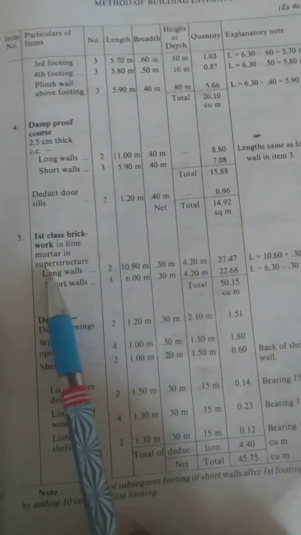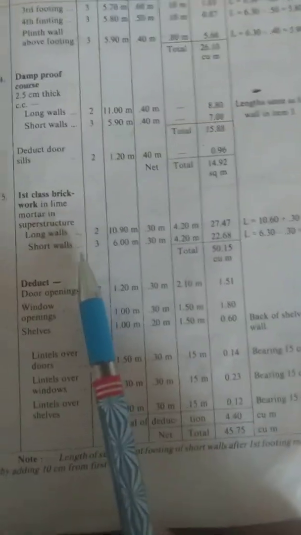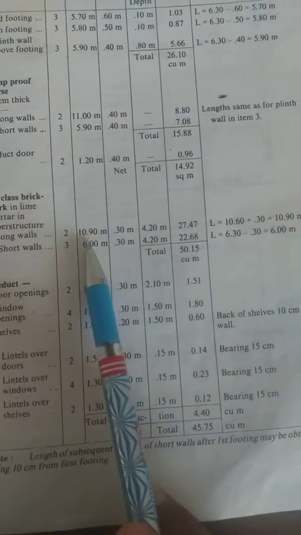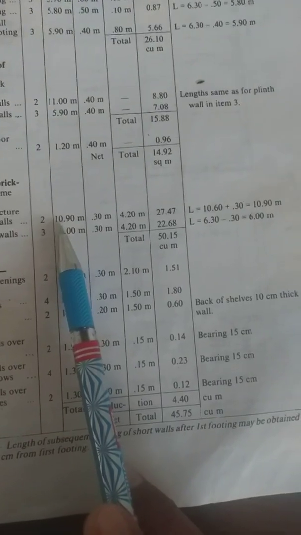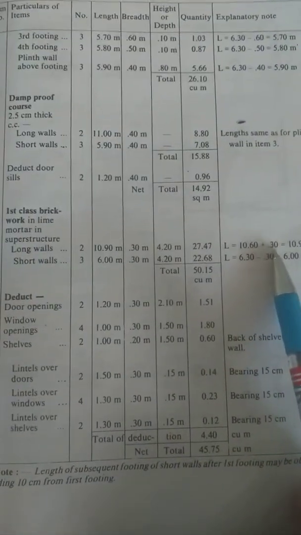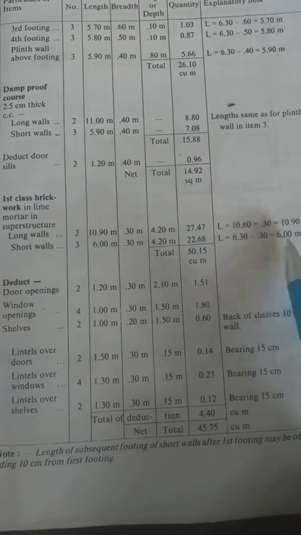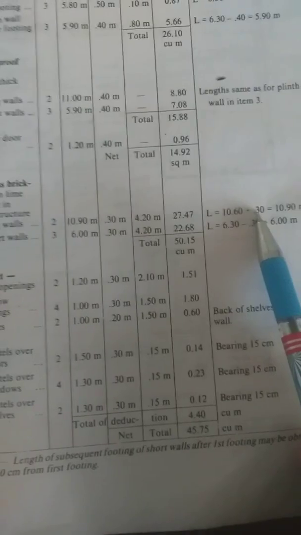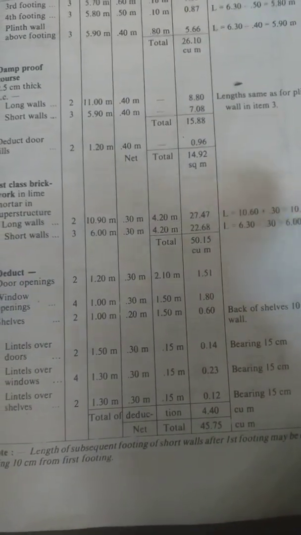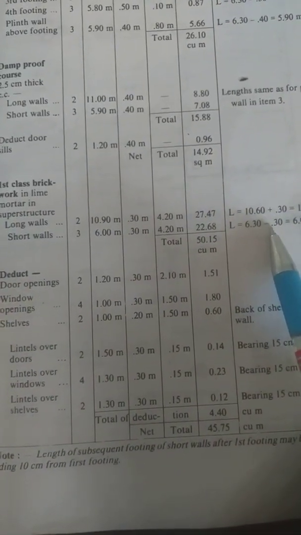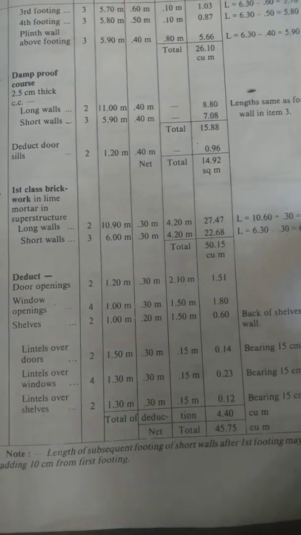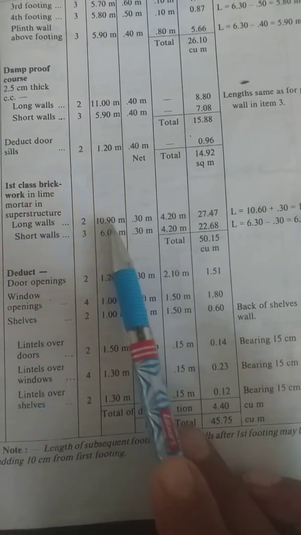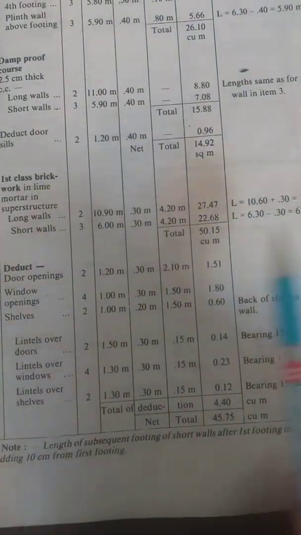Now the first class work in superstructure, I hope very easy. These are the number of items, these are the lengths. Again, length is at the plinth wall. Long walls, first class brickwork in superstructure. This 10.60 is center to center distance. This is one wall thickness, you will get the total length of plaster, and the short length you minus it, and you will get the actual length of the first class brickwork. Just multiply it.